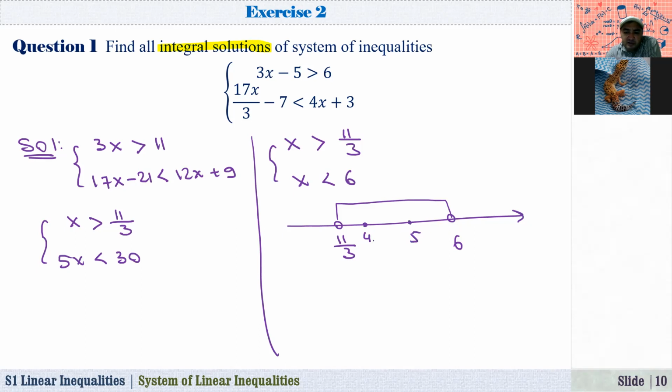So actually, this solution contains only 2 integer solutions. So the integer solutions of this inequality, let me just write here, x are, what are those numbers? It is 4 and 5. It has 2 integral solutions.